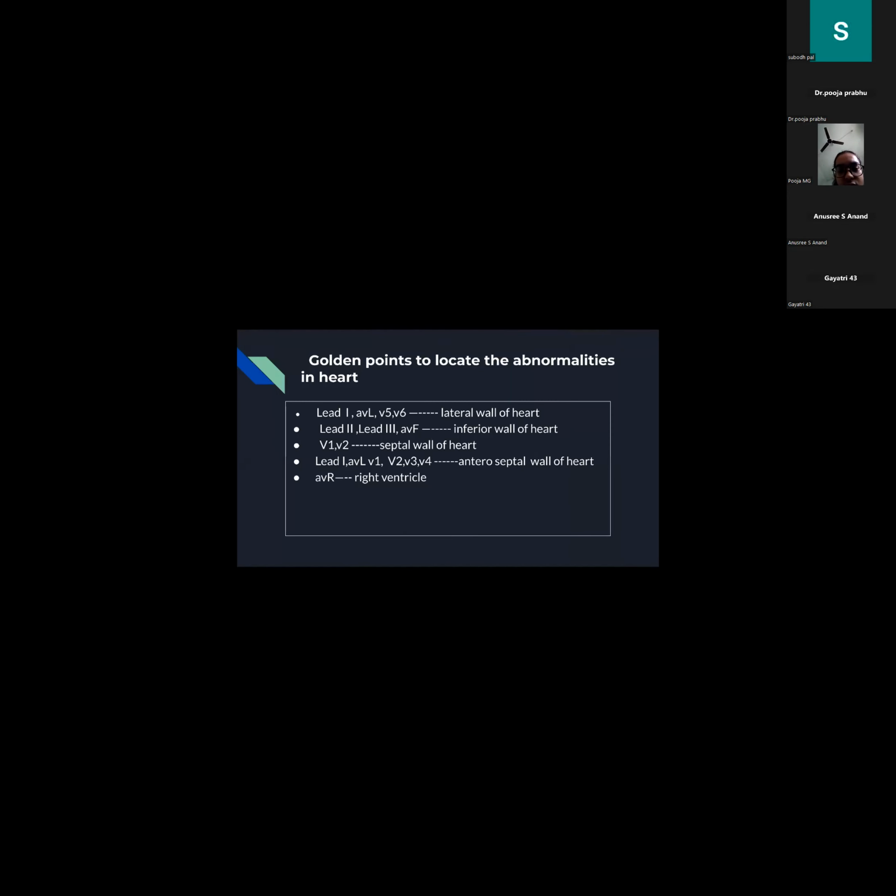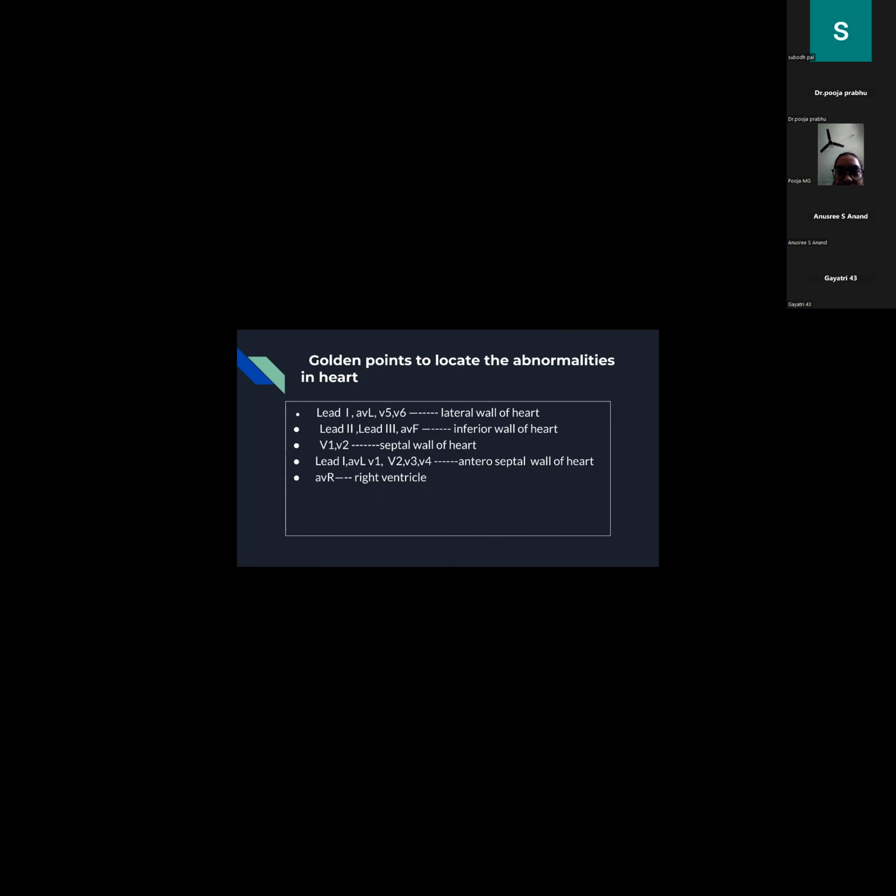Now, coming to this part, why is the axis important? Right axis deviation and left axis deviation. You were not able to judge it through the hexaxial system, right? So keep these two rules in mind. Whenever lead 1 will show a negative deflection and lead AVF will show a positive deflection, it is right axis deviation. And whenever lead 1 will show a positive deflection and AVF will show a negative deflection, that is the opposite of RAD.